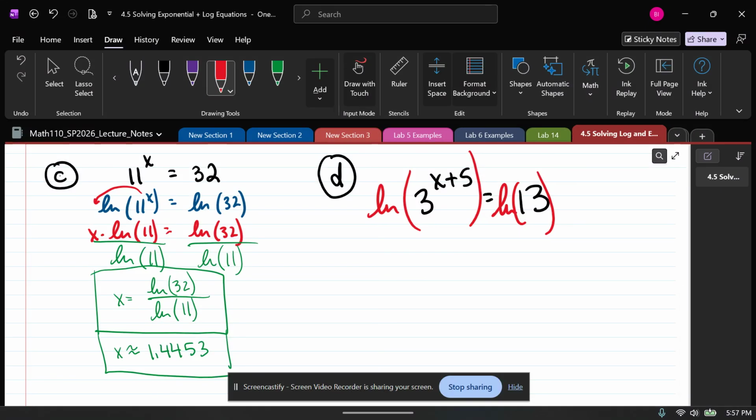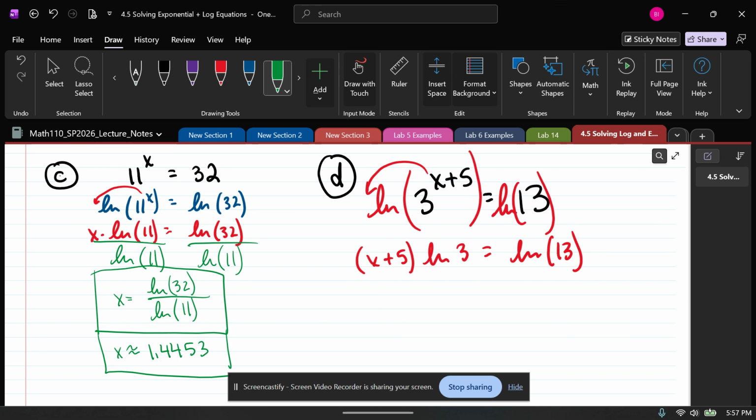And then I'm going to have my power rule bring out that x plus 5. Then the natural log of 3 is there, and they got the natural log of 13. Now, the next thing I would do there is I want to get x by itself. That's what I need to do to finish this. So what can I do with that natural log of 3? Remember, natural log of 3 is a number. It's a decimal number, but it's a number. So what can I do on this equation to try to work toward getting x by itself?